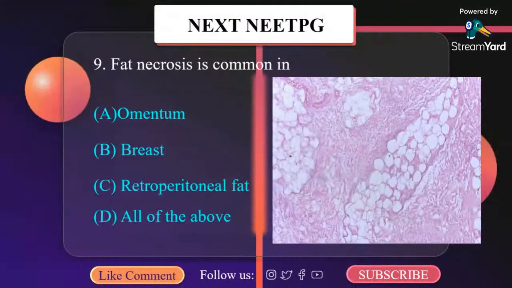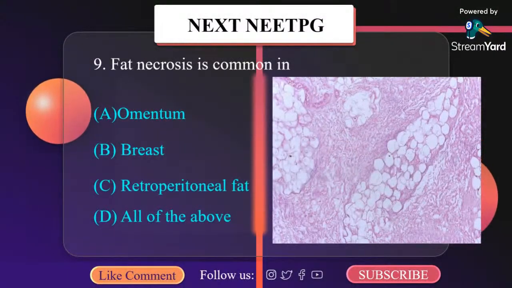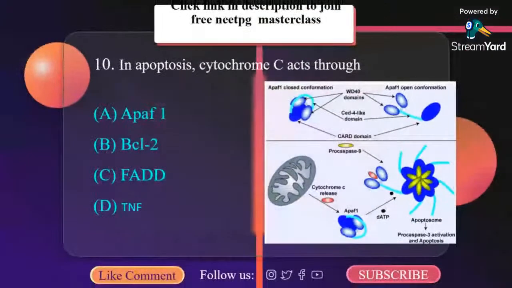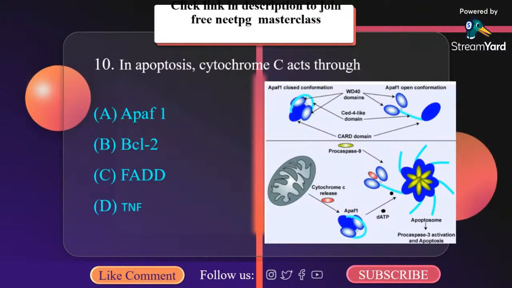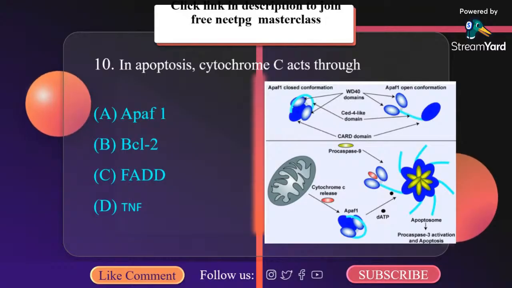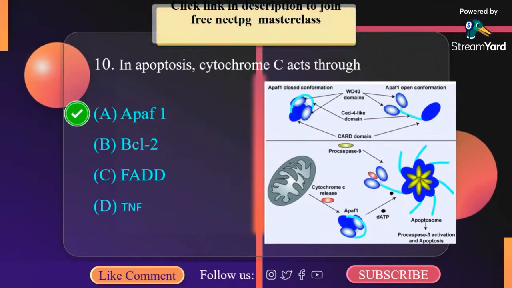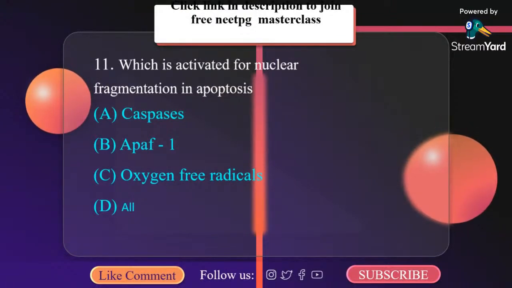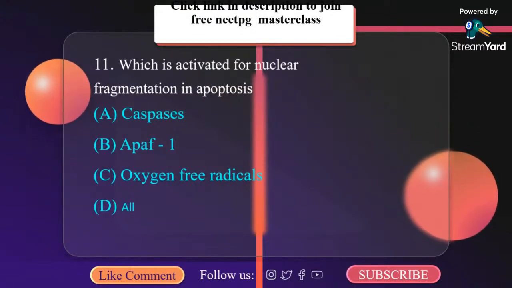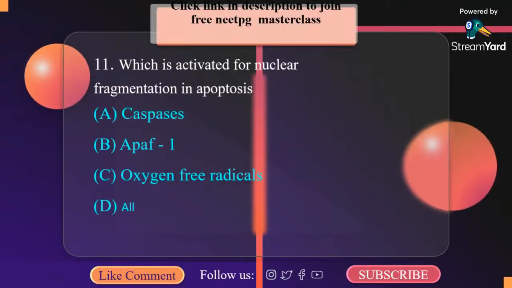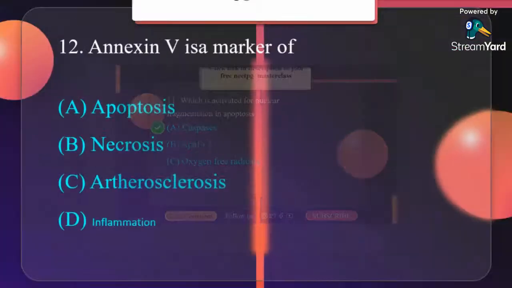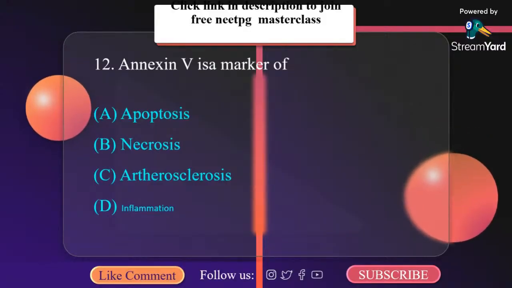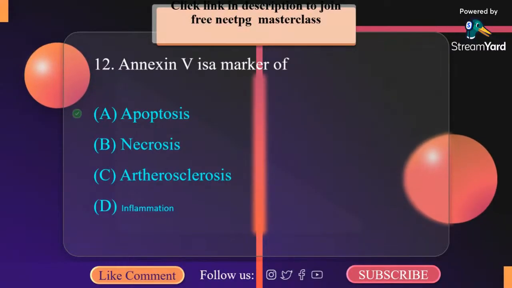Fat necrosis is common in omentum, breast, pancreas. Yes, wherever there is fat, fat necrosis can occur. So all of them. In apoptosis, cytochrome C acts through A. APAF1, B. BCL2, C. FADD. It is APAF1, which is activated for nuclear fragmentation in apoptosis. A. caspases, B. APAF1, C. oxygen free radical, D. all. It is caspases. Annexin V is a marker of A. apoptosis, B. necrosis, C. atherosclerosis, D. inflammation. It is apoptosis.